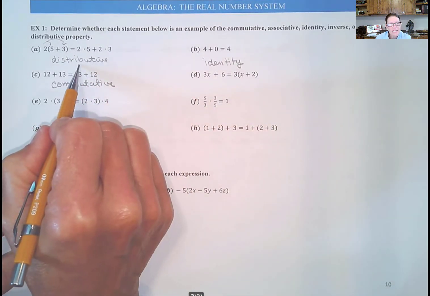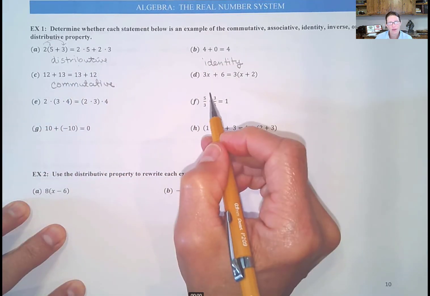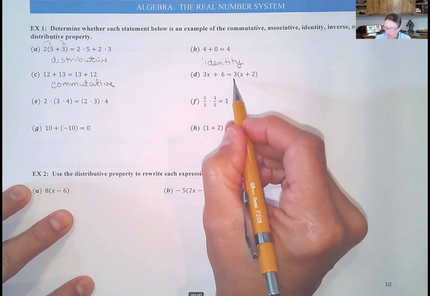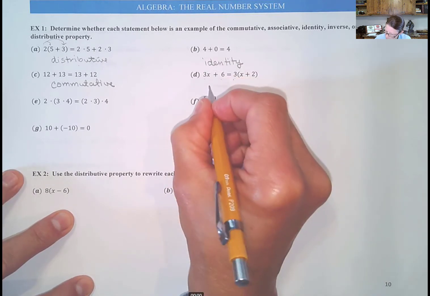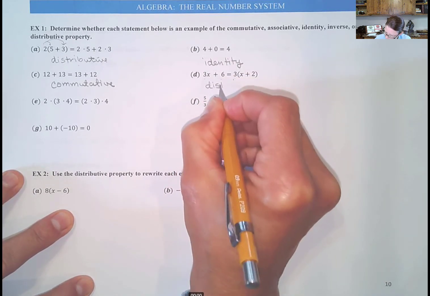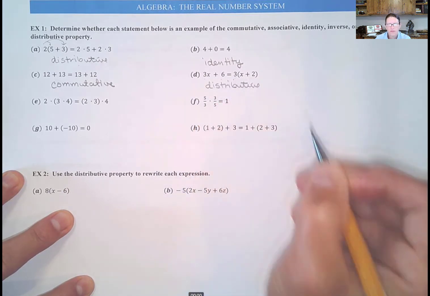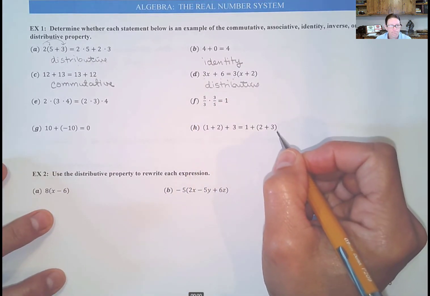Compare it to part A, except that it's getting used backward. Okay, here the 3 has been factored out of both of those terms. Okay, so these properties work forward and backward. That's the distributive property again.